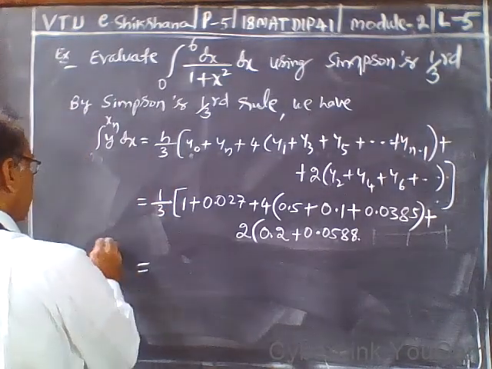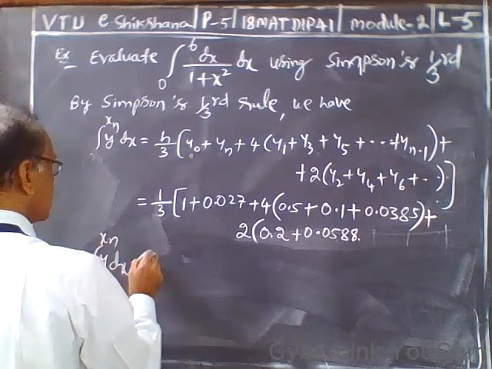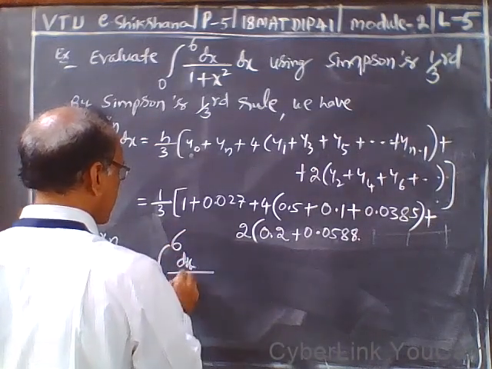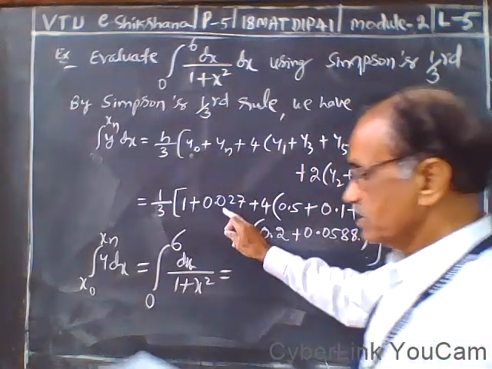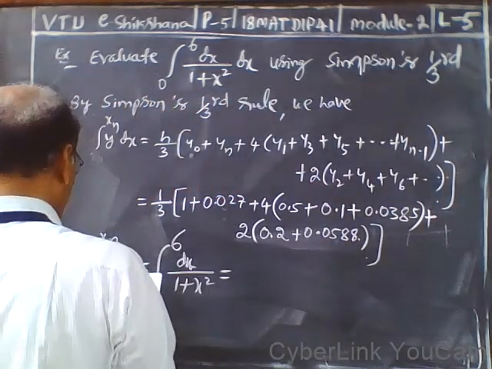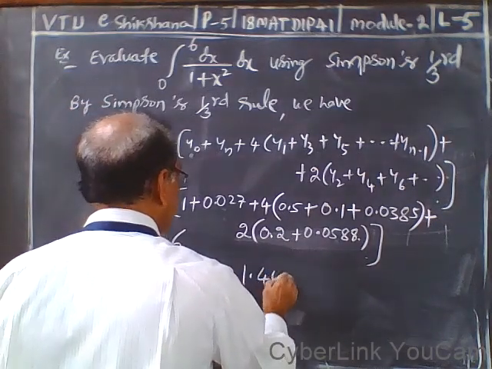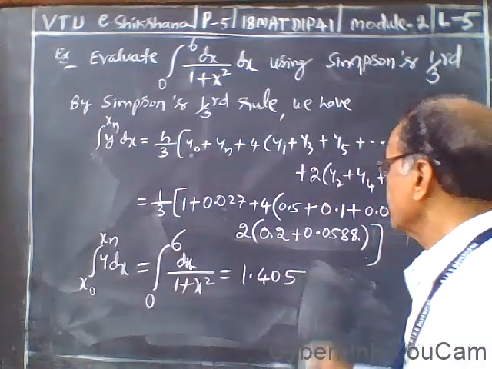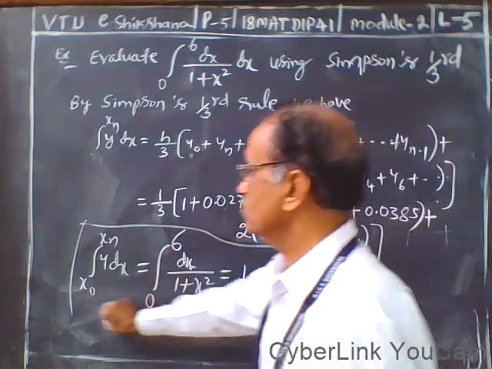Thereby, you can write the integration from x naught to xn of y dx, equal to 0 to 6 of dx divided by 1 plus x square, equal to, this calculation comes to be 1.4056. This is the value through the numerical integration formula.